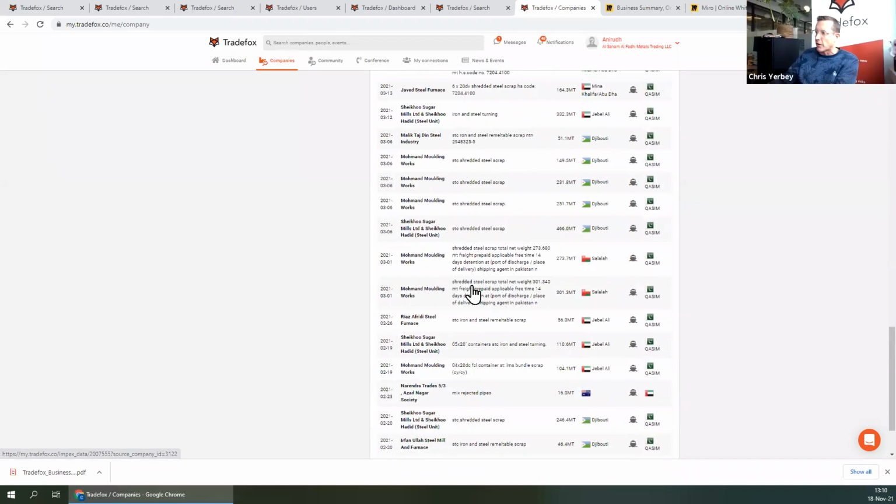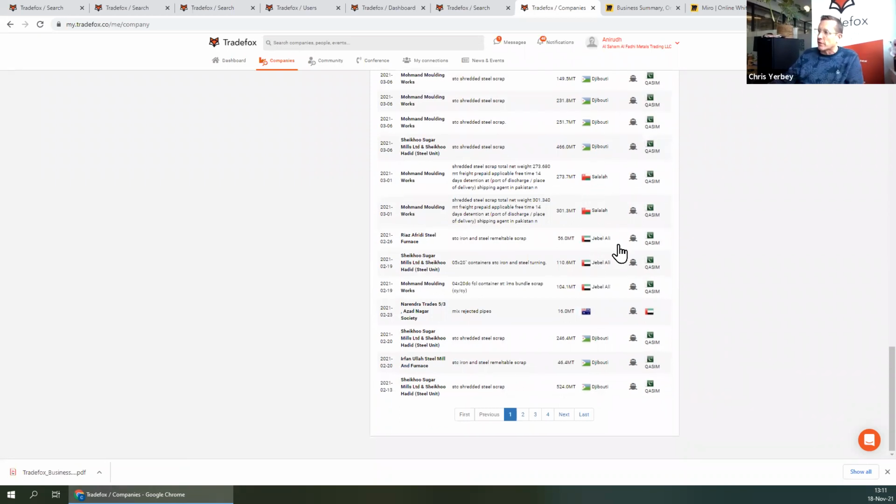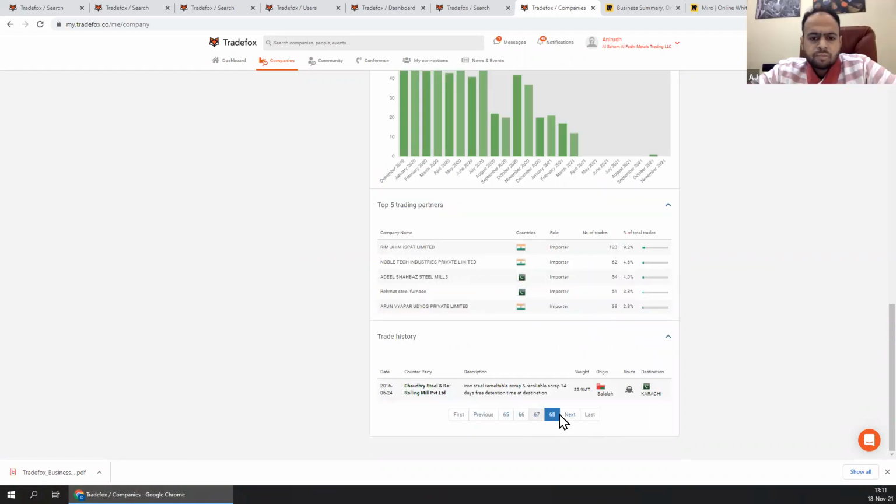This is individual trades, quantities, some of the last port. In the case of Pakistan, it's not the actual origin. You have many different pages here. There's more than 4, probably 10 or 20 pages. But you just click the last button here. Yeah, 68 pages of information. So we go all the way back for you guys to 2016.